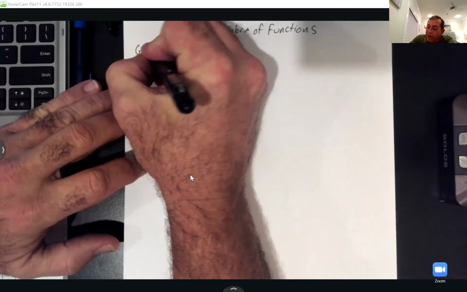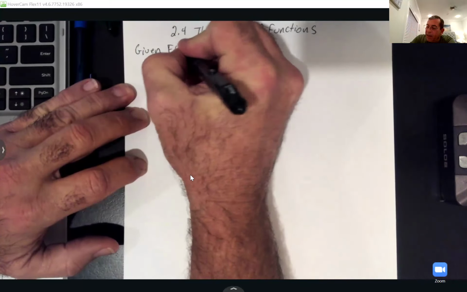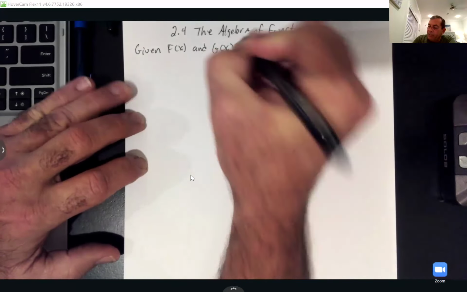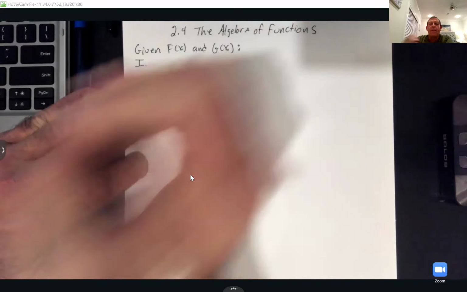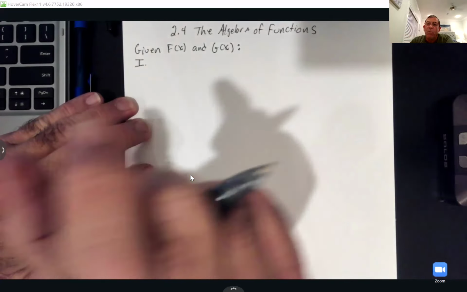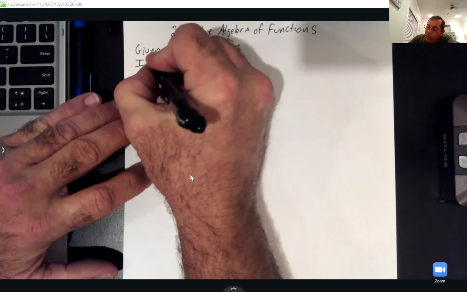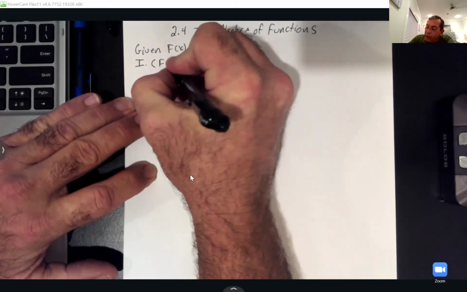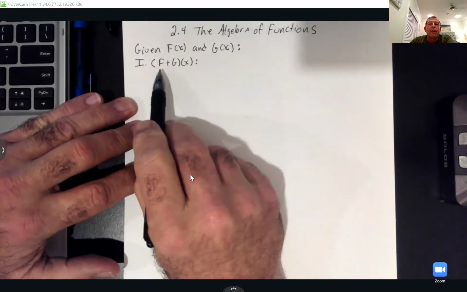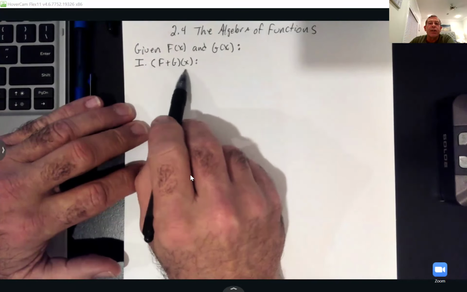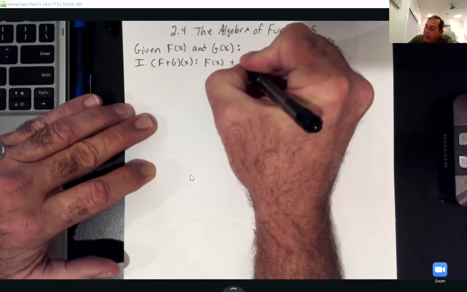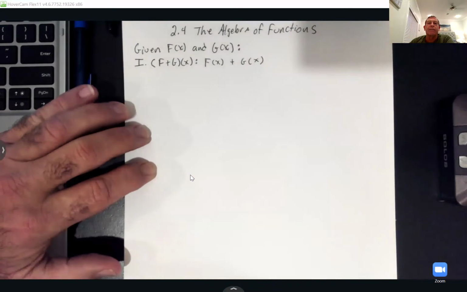So say you're given f of x and g of x. So y'all, there's four operations, and this is shorthand for what we're wanting done. So the first one, f plus g of x. When we see this notation, f plus g of x, they want us to take the f of x function and add to the g of x function.